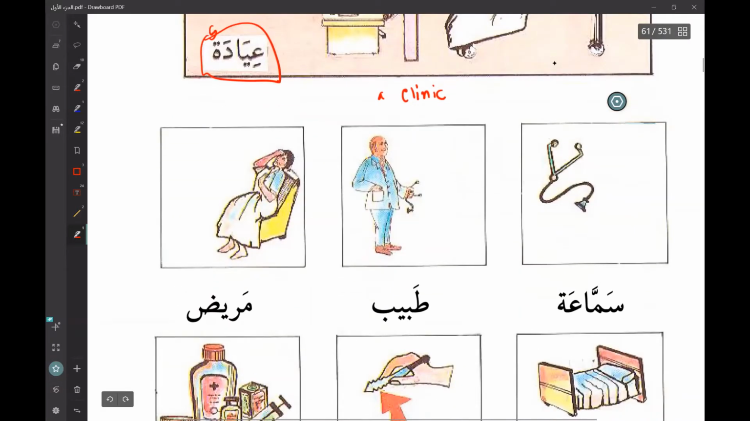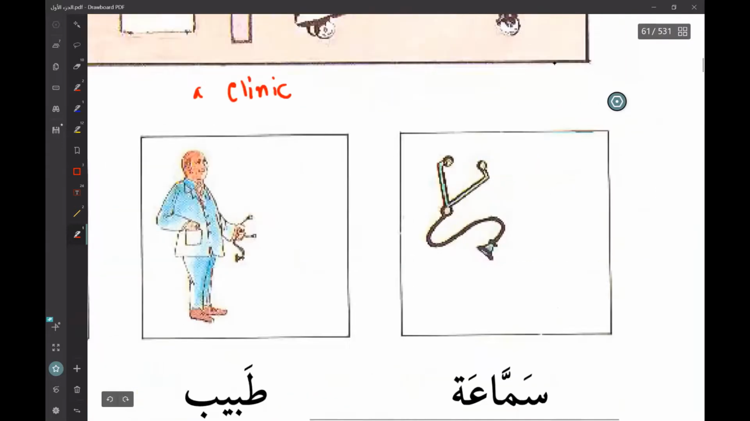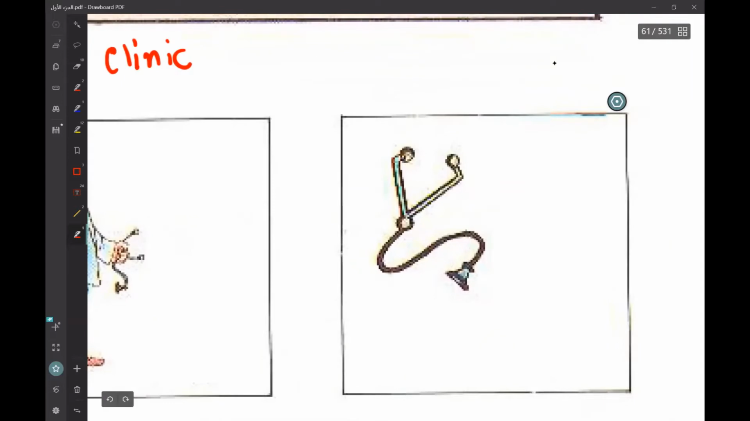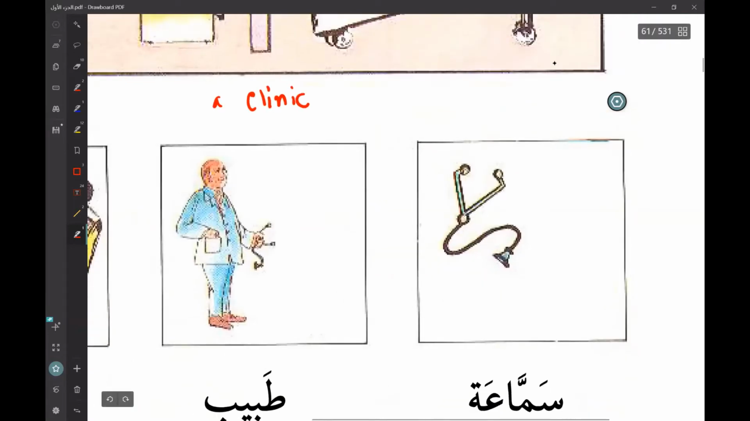And the next word we have is سماعة. سماعة can refer to anything that we use to listen, to hear. Okay, so for example, سماعة can refer to headphone, earphone, and also in the context of the hospital clinic, it means the stethoscope, right? The one that the doctor uses for listening to your chest, right? This one.